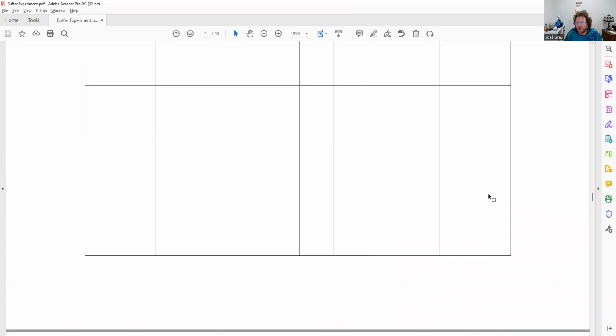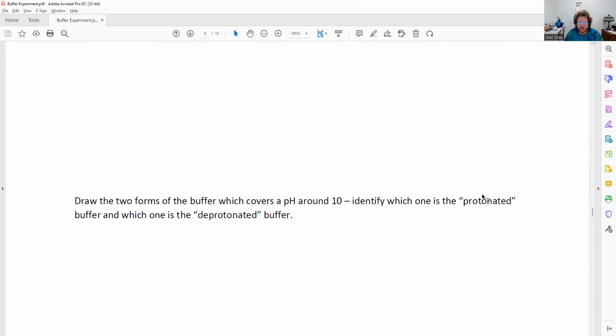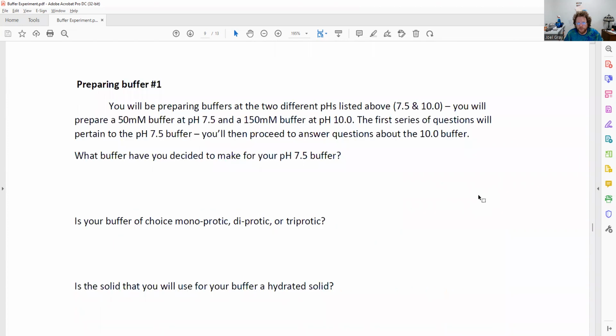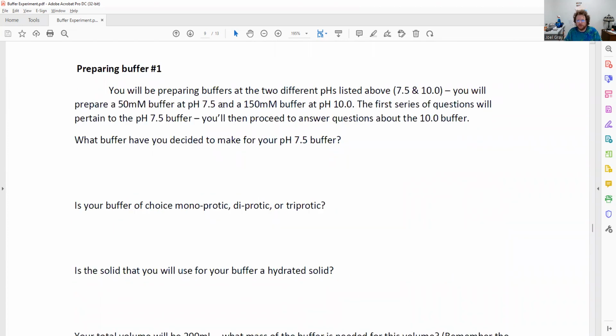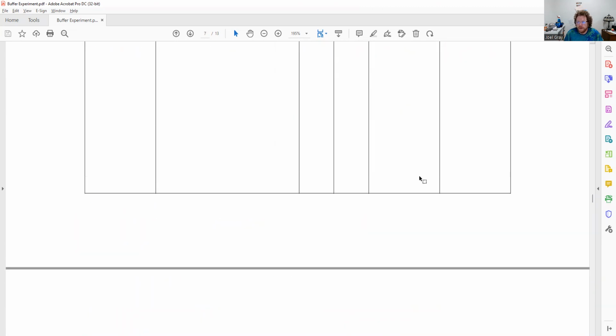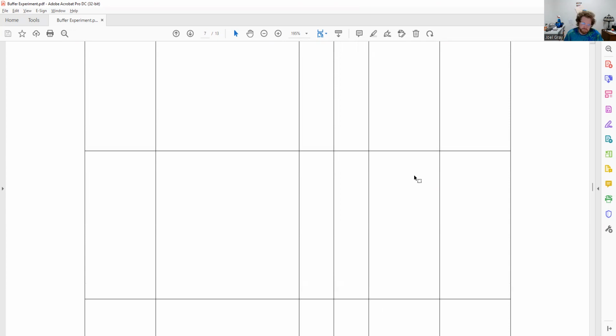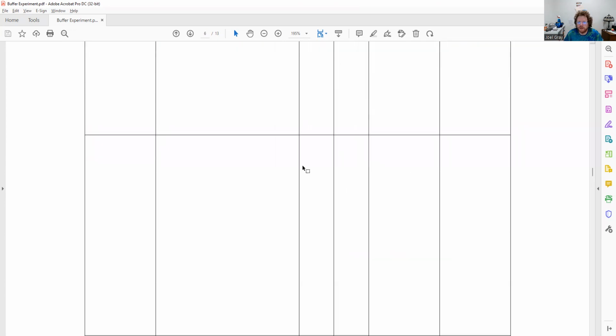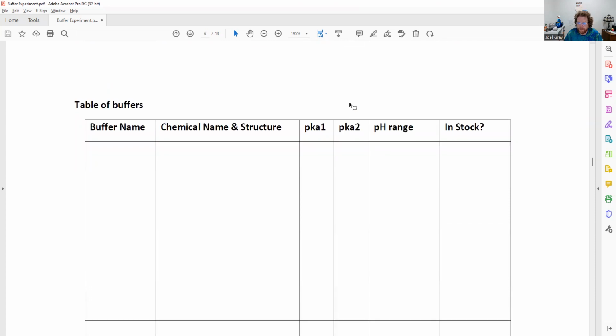Now, what I want you to do, and this is described in the later pages, is prepare 2 different buffers. One with a pH of about 7.5 and one with a pH of 10.0. So what that means is if you look at that list of Good's buffers, that's a good place to look because then you can say what the pKa's of them are. And then based on those pKa's, you can say, oh, this would be a perfect buffer for a pH of 10. This would be a perfect buffer for a pH of 7.5. I think that's ultimately going to be very helpful as you complete your lab.